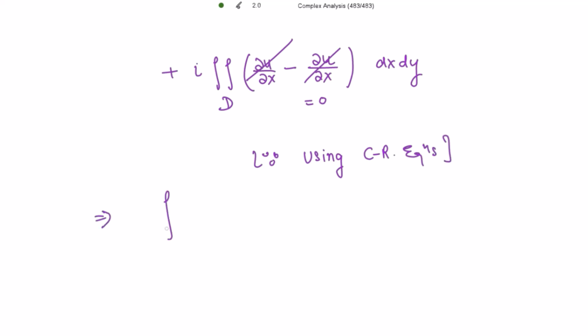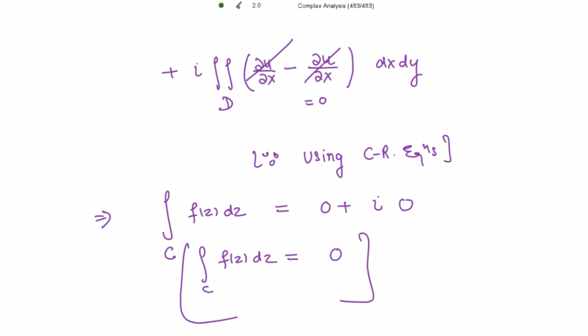So this implies we get the line integral of f z dz over the closed contour C to be equal to 0 plus iota times 0, that is equal to 0. So here ends our proof. So we have shown that the line integral of f z dz over a closed contour in the domain D is 0, by making use of the Green's theorem. Alright, thank you.